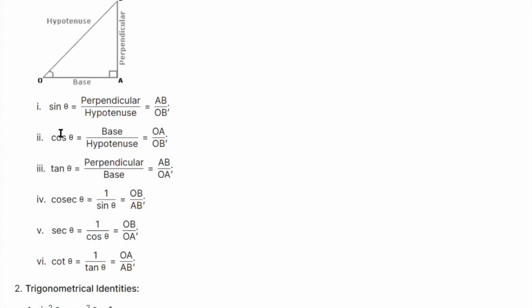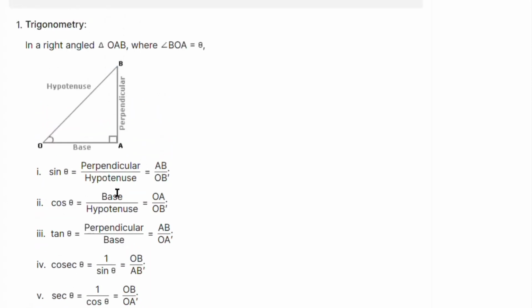So sine theta is equal to perpendicular by hypotenuse. Next, cos theta is equal to base or adjacent by hypotenuse. What is base? OA by OB. So without any confusion, we will take this as the base and this as the perpendicular, instead of opposite and adjacent. Next, tan theta. Tan theta is perpendicular by base. Perpendicular is AB and base is OA.